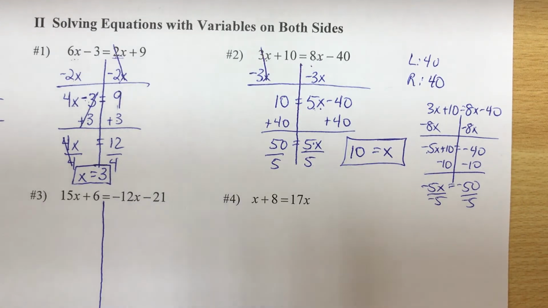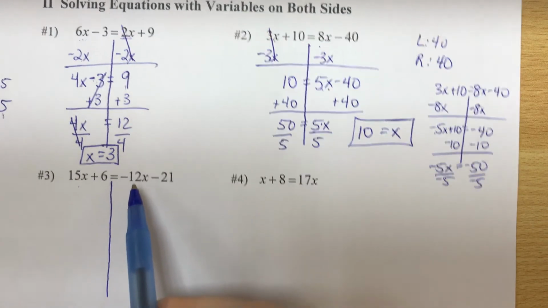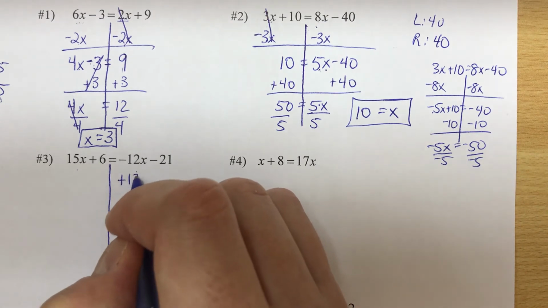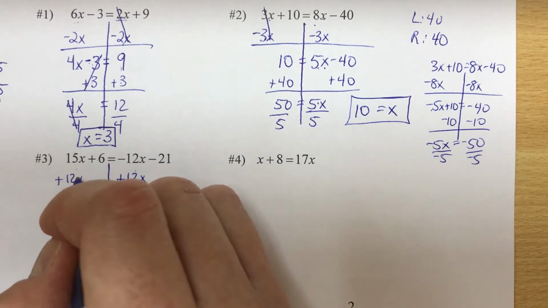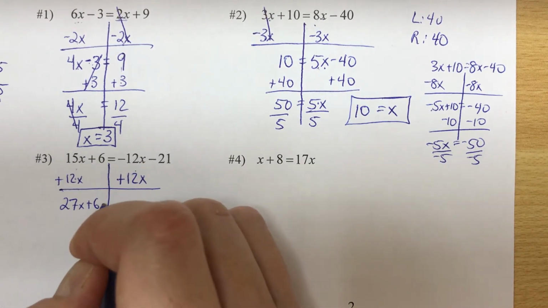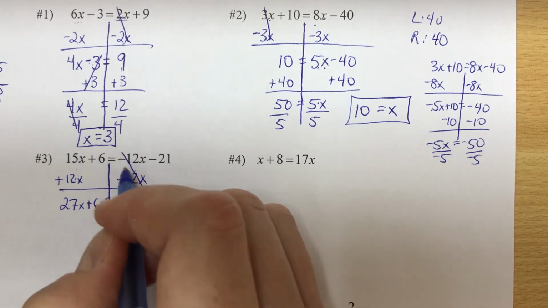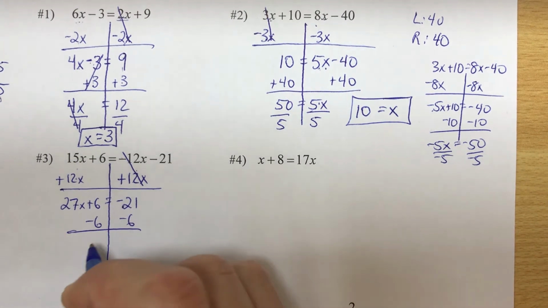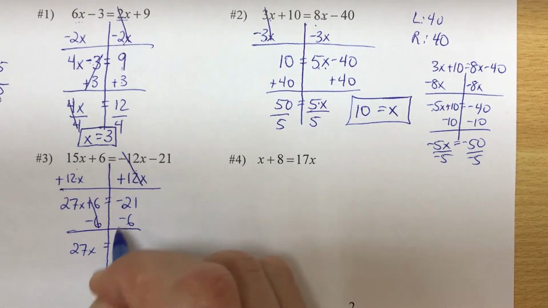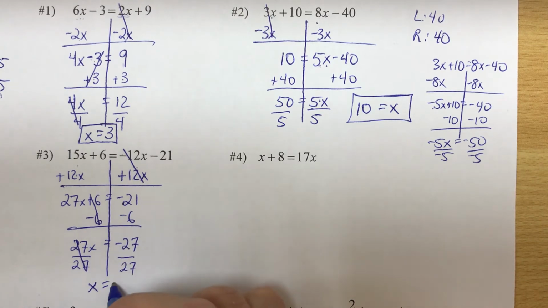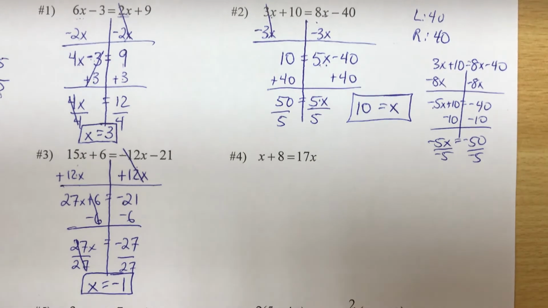Number 3. Again, I have variables on both sides. I am going to move the negative 12x because that's smaller than 15. Now to move a negative, we add both sides. Again, I line this up. 27x plus 6 equals, that's 0x, negative, positive, minus 21. We'll go minus 6 on both sides. 27x equals negative 27. Now when we divide here by 27, a negative divided by a positive, that becomes a negative 1. Okay, and that's your answer.